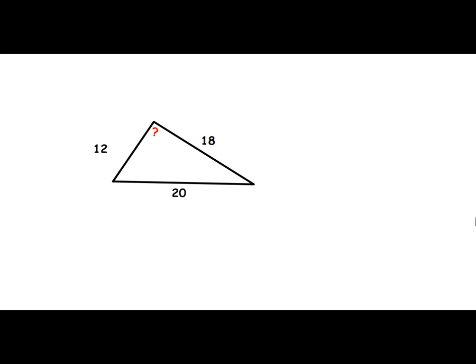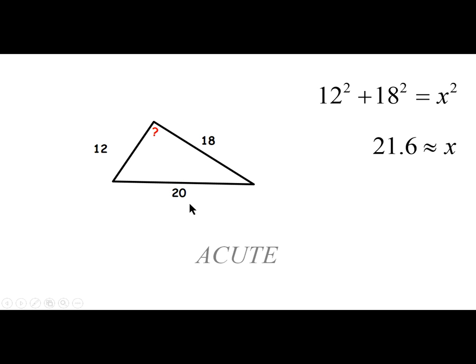For this one, determine if this triangle is acute, obtuse, or right. Okay, so we apply the Pythagorean theorem with the 12 and the 18. We know the 20 is the would-be hypotenuse because it's the biggest number. 12 squared plus 18 squared, and then take the square root, we're going to get 21.6. But this 20 here, that's too small. That means the triangle is acute.